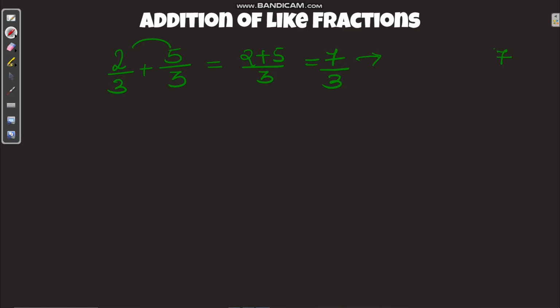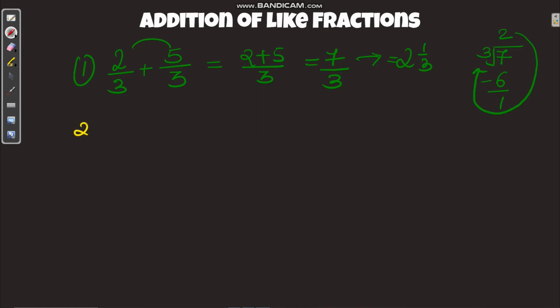So now the mixed fraction will be, just do the long division. 3 2s is 6, subtract it, you will get 1. Start with your quotient, remainder, and then your divisor. Your answer is 2 1 by 3. So the addition of 2 by 3 plus 5 by 3 is simply 2 plus 5 by 3, and you will get 2 1 by 3.